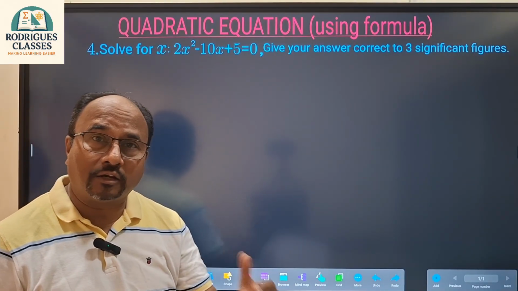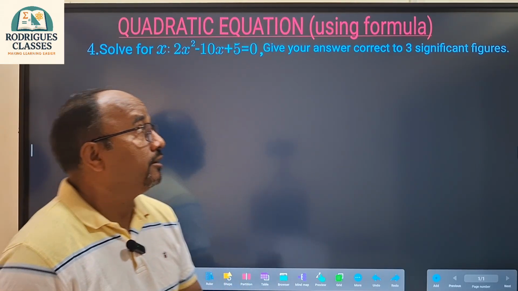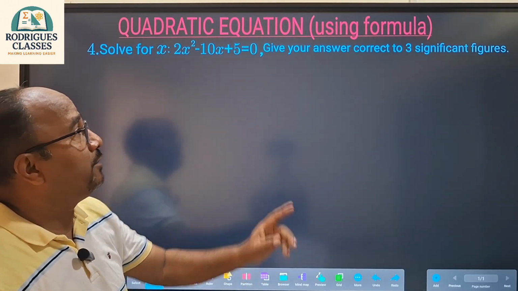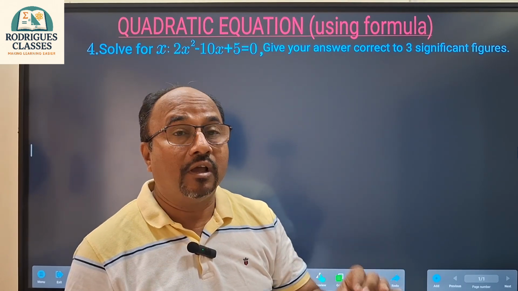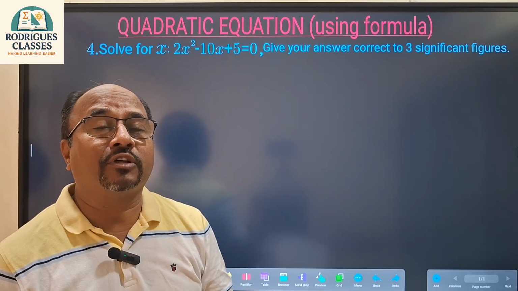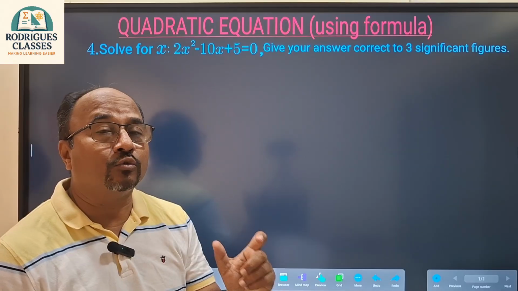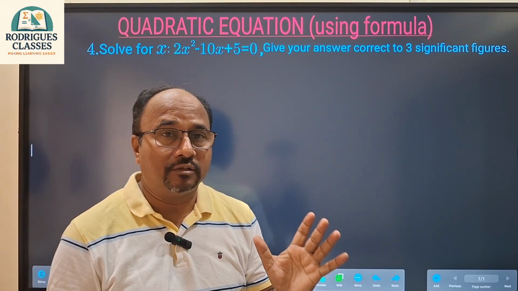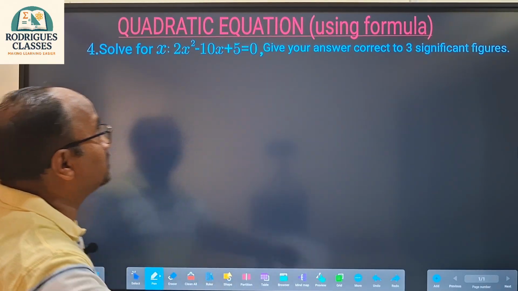Now we come to another very important sum from the ICSE board examination. Okay. The equation is 2x square minus 10x plus 5 equals 0. The important part here is to give your answer correct to 3 significant figures. How to round off using significant figures? I will tell you some of the rules, and you can also see the entire rules for significant figures in the description of the video. That will be required in the last step. Let us solve it to come up to that step first.